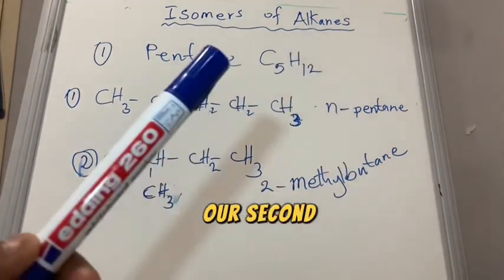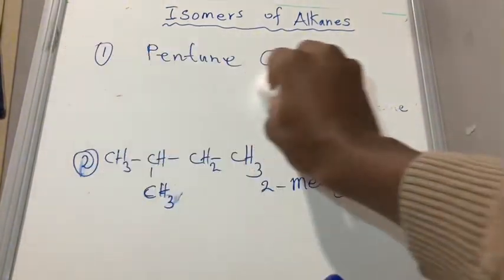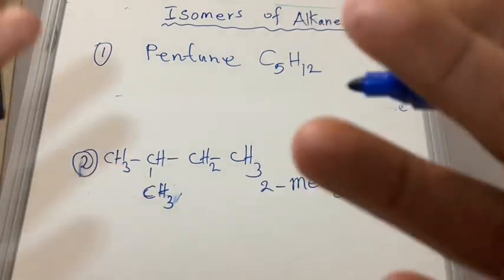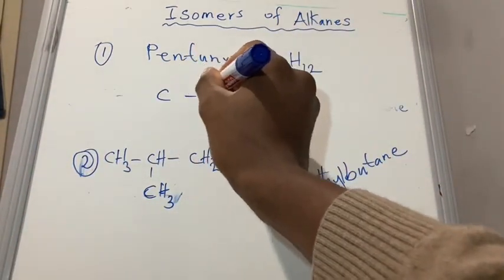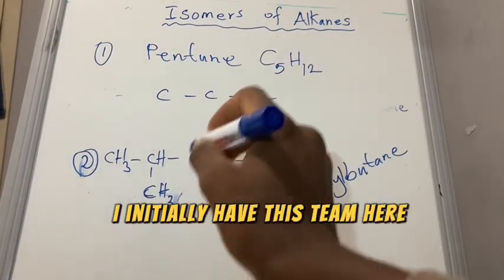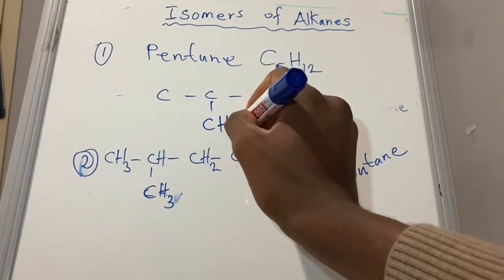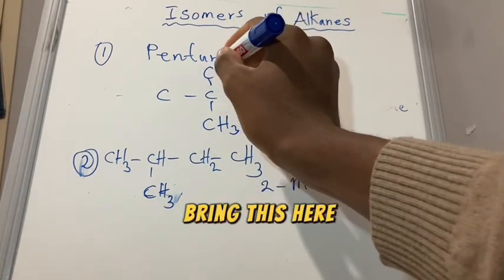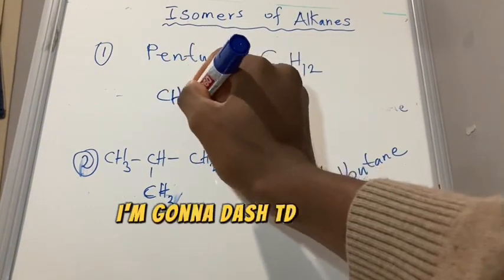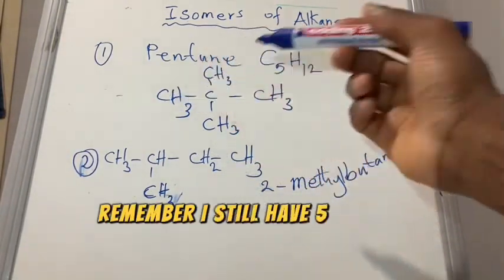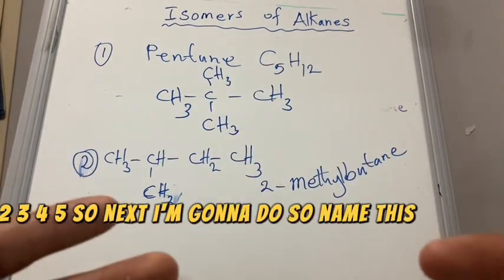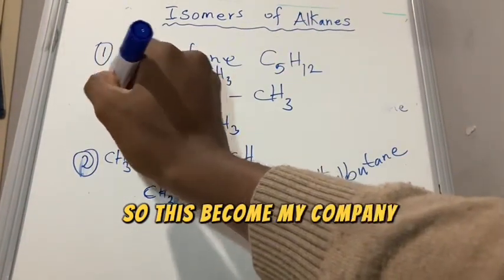Let's move to the third isomer. For our third isomer, we're going to draw 3 carbons in the main chain, since we had 4 before. So I have 1, 2, 3. In drawing this, I initially have this chain here. I'm going to drop this here, and also take this and bring it here. I'm going to attach 3 hydrogens here and 3 hydrogens here. Remember, I still have 5 carbons: 1, 2, 3, 4, 5. Next I'm going to name this compound, compound 3.